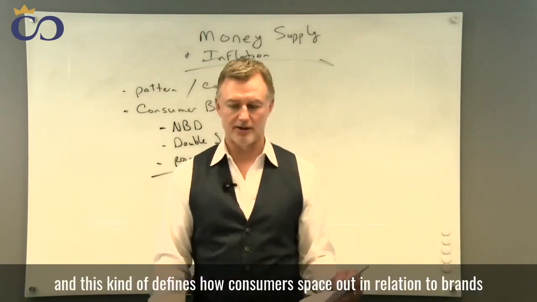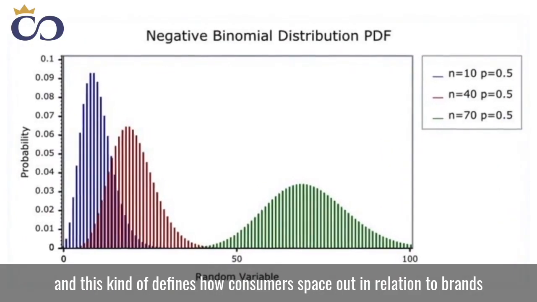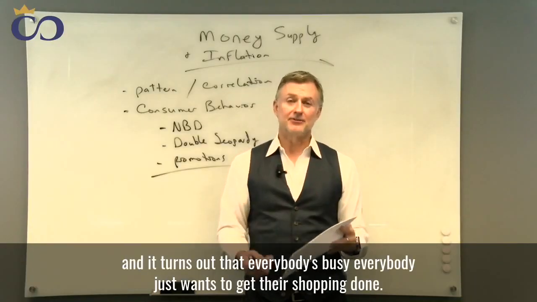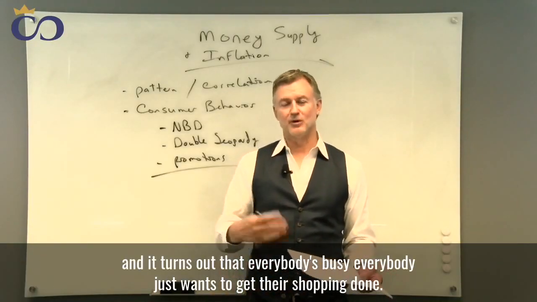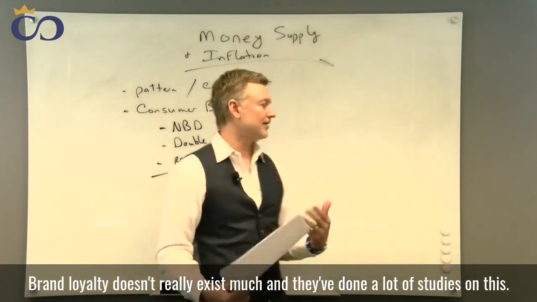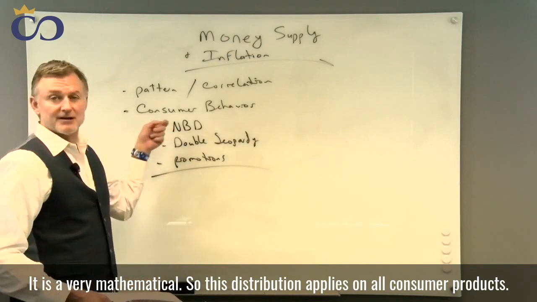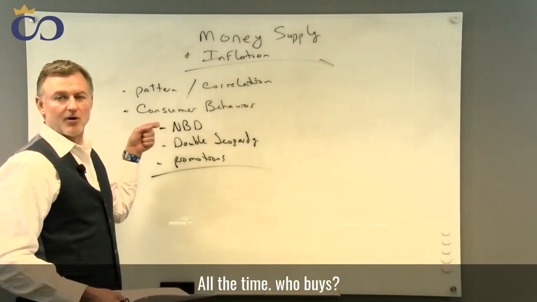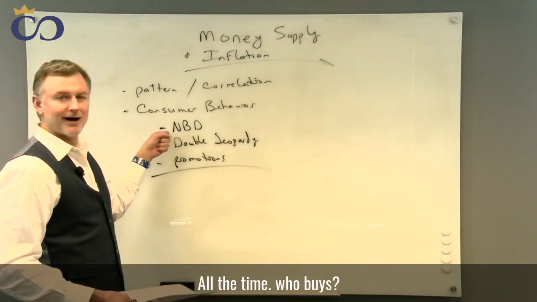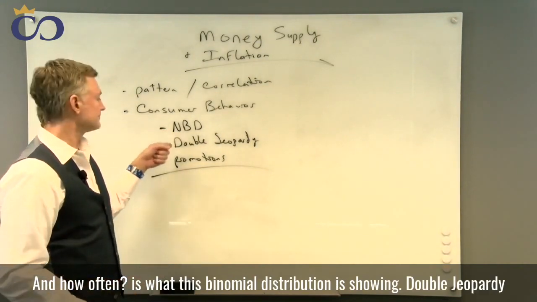And you look at the next chart, and this defines how consumers space out in relation to brands. And it turns out that everybody's busy, everybody just wants to get their shopping done. Brand loyalty doesn't really exist much, and they've done a lot of studies on this, and it's very mathematical. So this distribution applies on all consumer products all the time. Who buys and how often is what this binomial distribution is showing.